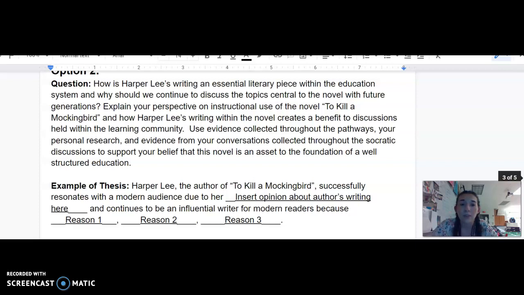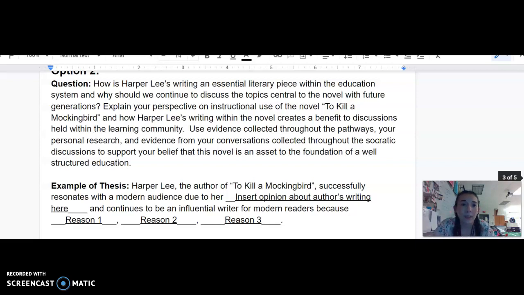So for this question, I form my thesis to say, Harper Lee, the author of To Kill a Mockingbird, successfully resonates with a modern audience due to her, and then you would insert your opinion about her writing style there. That might be due to her strengths in character building. It might be her ability to use language in an emotional manner. But you are inserting your opinion about the author's writing here, and continues to be an influential writer for modern readers because, and you list your 3 reasons.